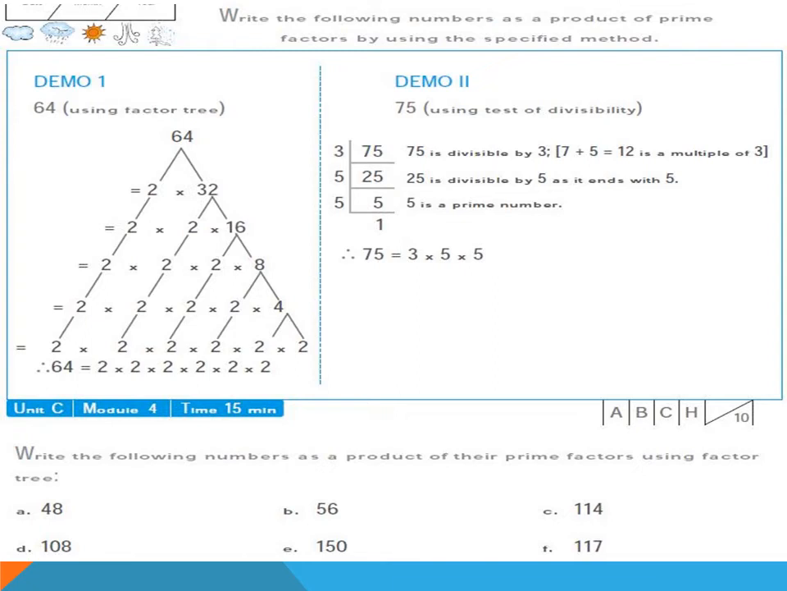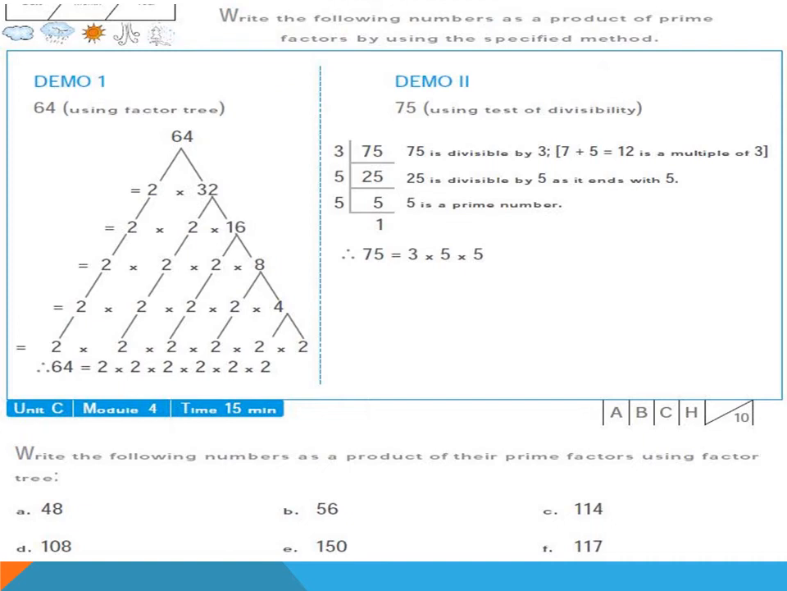So 64 is equal to 2 into 2 into 2 into 8. Again 8 is broken up and 64 is equal to 2 into 2 into 2 into 2 into 4. And finally that 4 is also broken up into 2 into 2. So the final answer will be 64 is equal to 2 into 2 into 2 into 2 into 2 into 2.